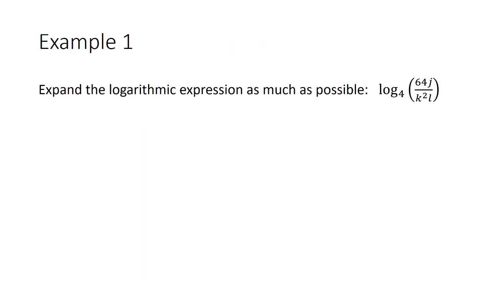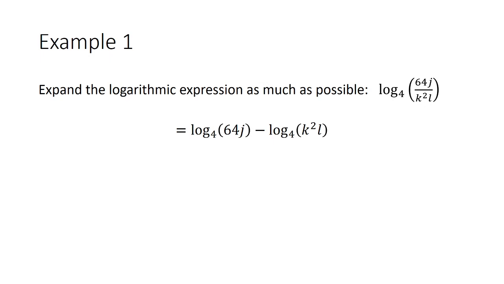So a couple quick examples to see how that works. We can do two things really with this. We can take a logarithm that looks pretty complicated, like this one, the log base 4 of 64j divided by k squared times l. We can take that one and expand it out as much as possible. So we can use those properties to separate this apart. In general, if you see a fraction or a division in there, it's best to separate that first using the quotient property. So we would take that one log and separate it into two using a subtraction. We would take the log of the numerator and subtract the log of the denominator from that.